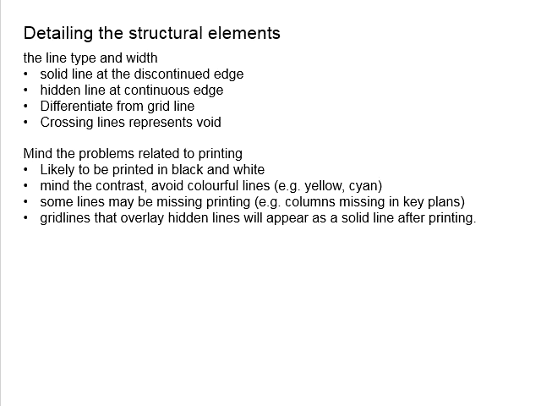Next, you need to be careful with the grid line. Try not to overlay it with the hidden line. This happens in the structural key plan, where when you have the grid line and the hidden line overlaid onto each other, the gaps between the lines sometimes fill in, and eventually when you print it in black and white, you see a solid line after printing. This gives the wrong information to the contractor that certain slab has a continuous edge, which is not the case in your design. So you have to be careful of this.